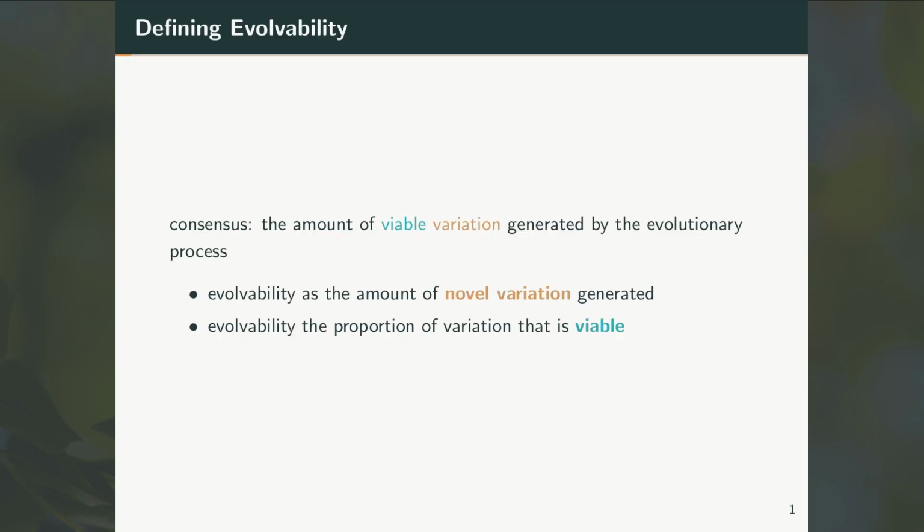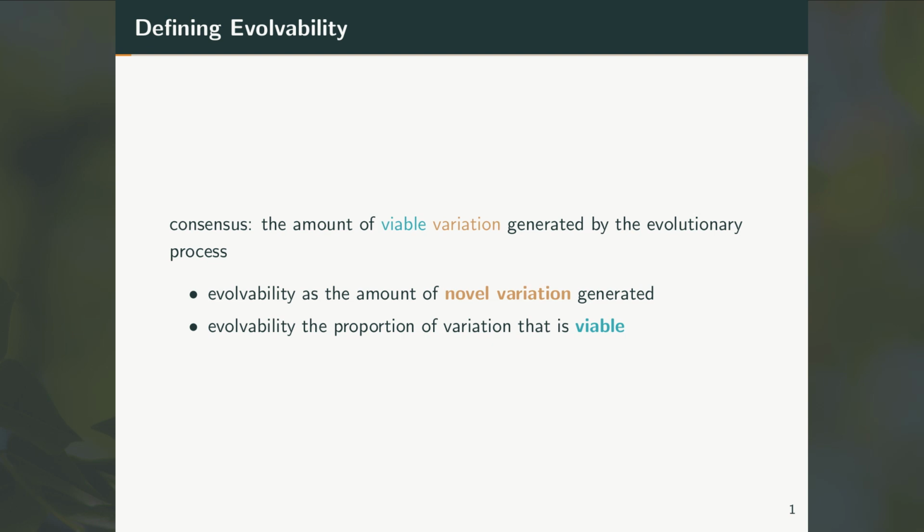So let's just jump in and talk about what evolvability is and why we want it. There are a lot of different definitions of evolvability in the literature, but there's a general consensus around the idea that evolvability is related to the amount of viable variation available to the evolutionary process. And so we can divide this question of evolvability into two parts and look at them separately.